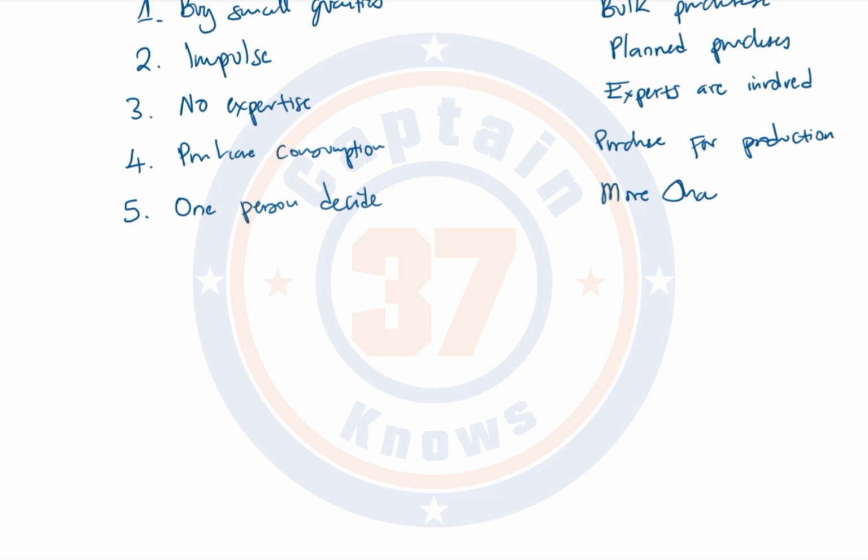More than one person is involved in the process. And this group of people is what's known as the decision-making unit. DMU.